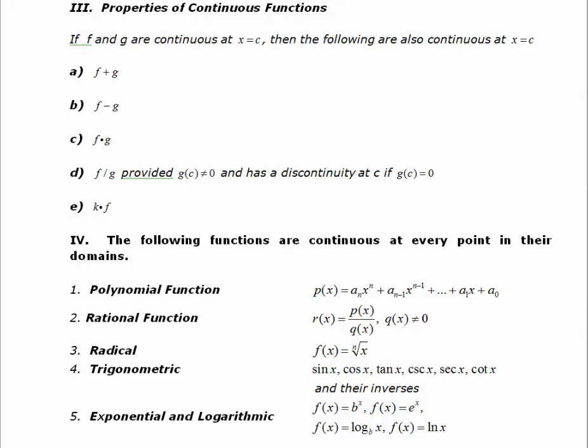Alright, if you go to the next page, I'd like to look at some properties of continuous functions, and they really make sense. If two functions f and g are continuous at an x value, x equals c, then the following are also continuous at c: the sum of those two functions, the difference, the product. The quotient would be continuous as long as the denominator did not equal 0 at c, and that makes sense since you cannot divide by 0. If you took a function and multiplied it by a constant, that would not affect the continuity.